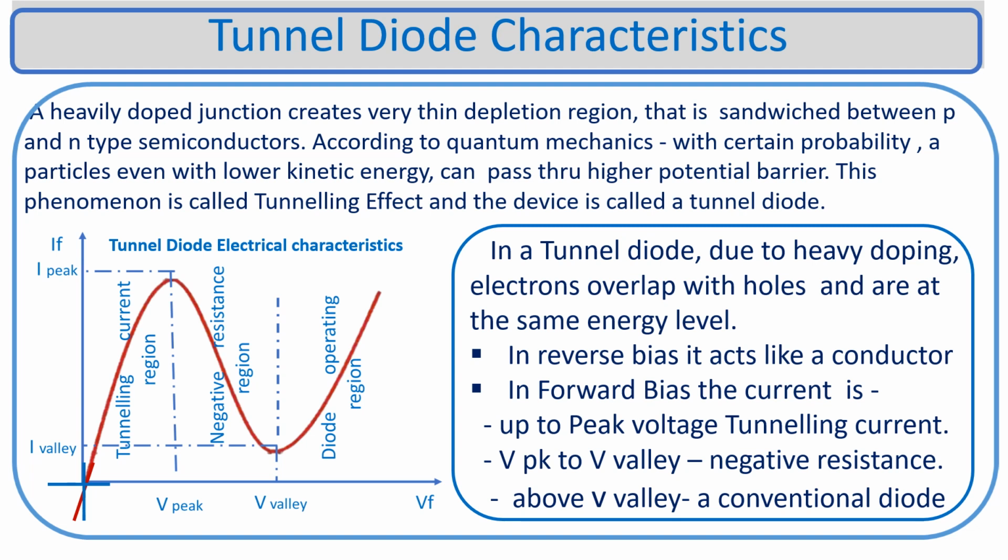Between V peak and V valley, the device enters into negative resistance region and current reduces to I valley. Further voltage increase beyond V valley results in current increase. Thus the biasing operating point determines the region of operation. Tunnel diodes are used as switch, amplifier, oscillator, RF applications, etc.